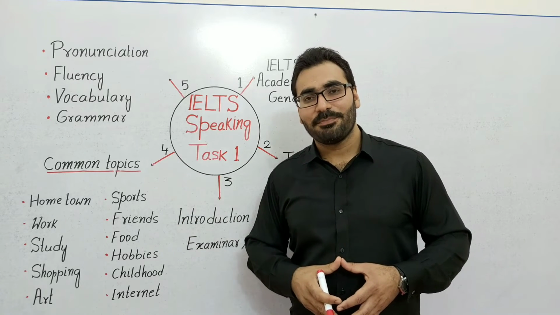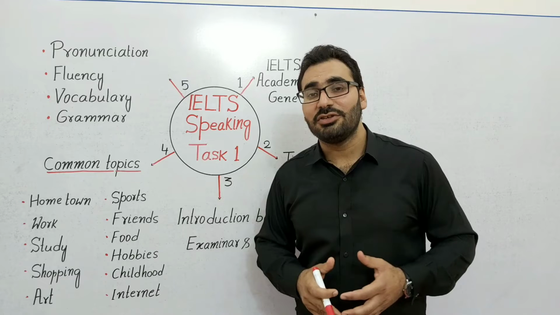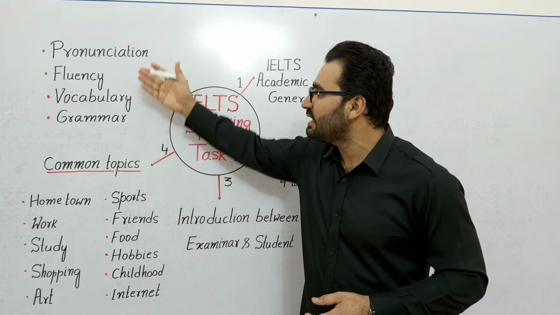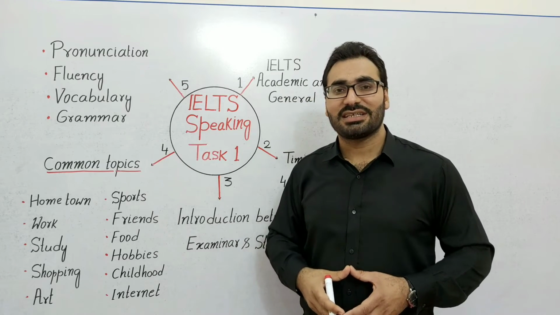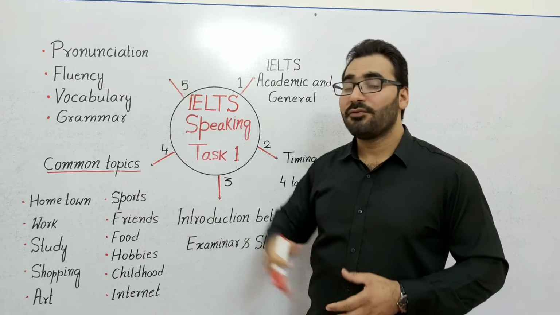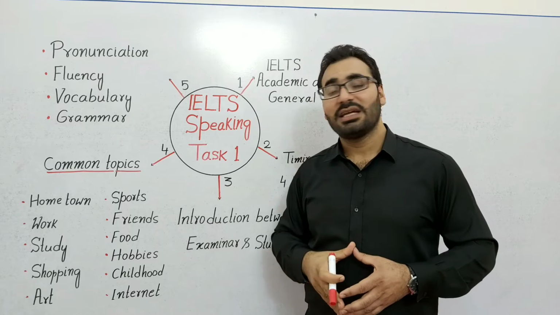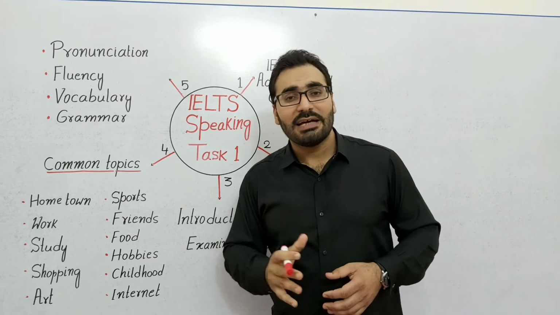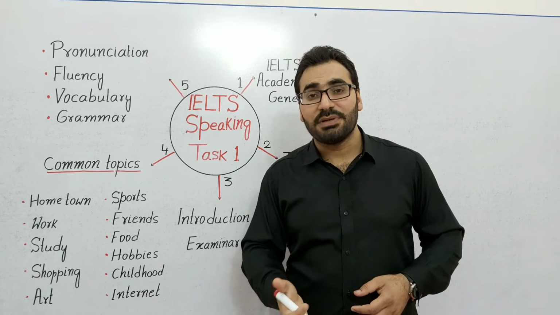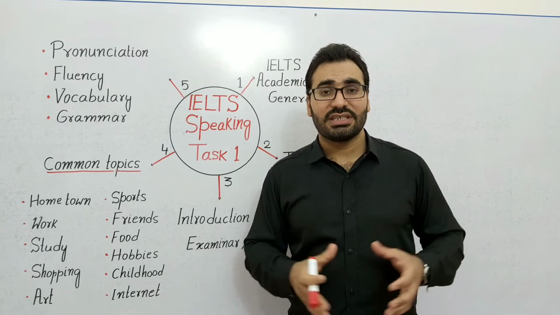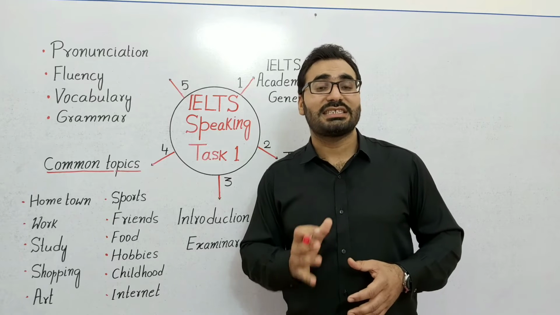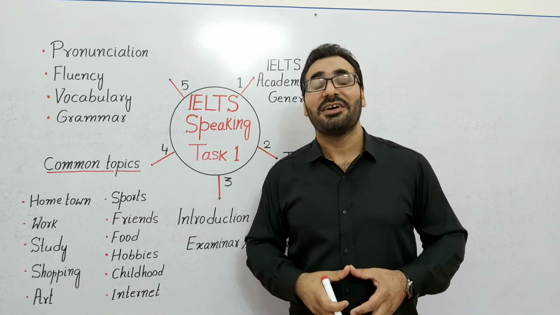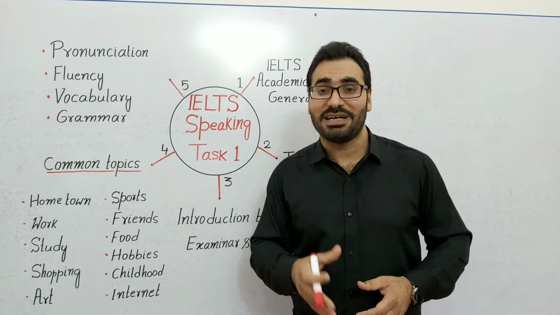Let's move to step number 5. Here the examiner will assess and evaluate your whole IELTS Speaking Task 1 on the basis of these 4 components. So what are they? They are pronunciation, fluency, vocabulary and grammar. Let's start with the pronunciation. You will have to keep in mind while speaking during the interview that your examiner is understanding what you are saying. So you will have to pronounce the things very well in order to get good bands.